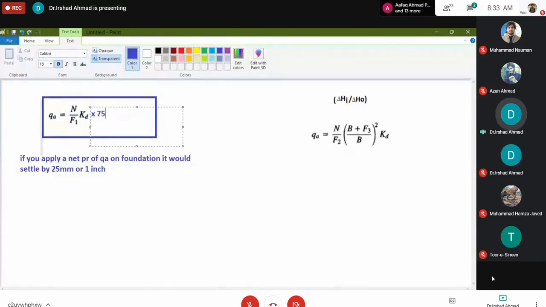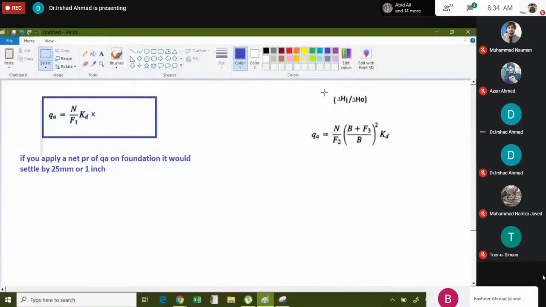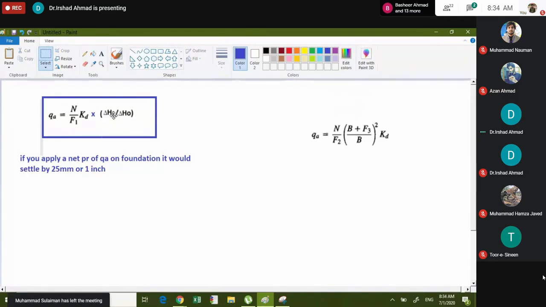Let's generalize this equation and multiply it with this factor. This factor is to convert QA from 25 mm settlement to any required settlement. Delta H1 is any required settlement and delta H naught is 25 mm or 1 inch. Do you understand?